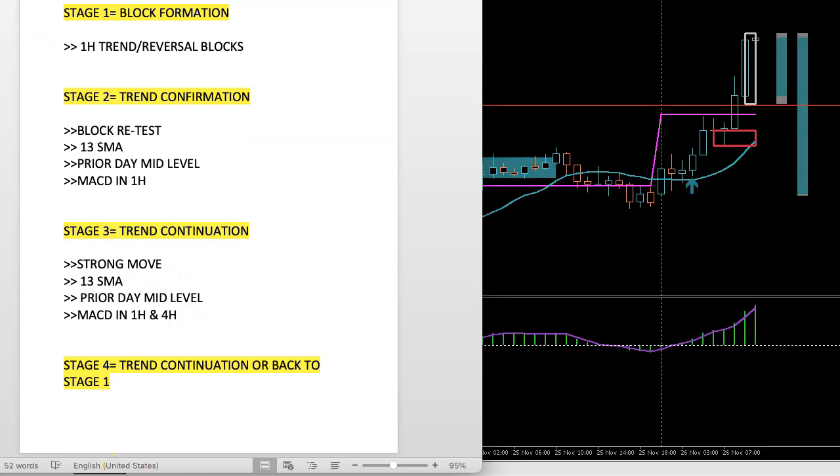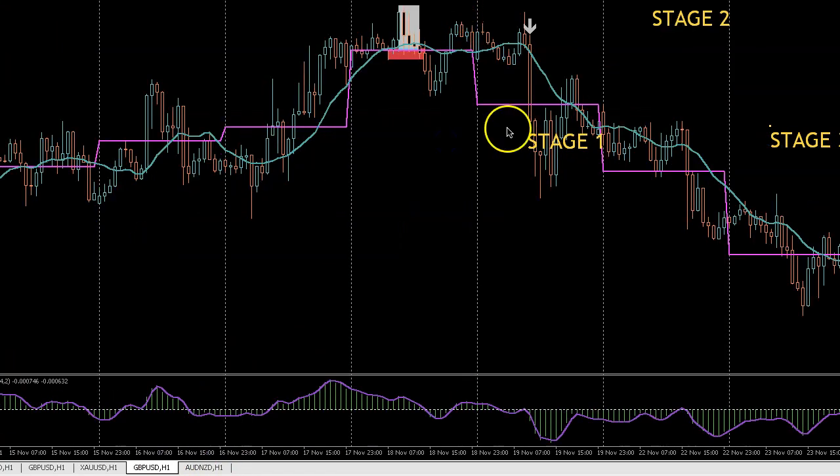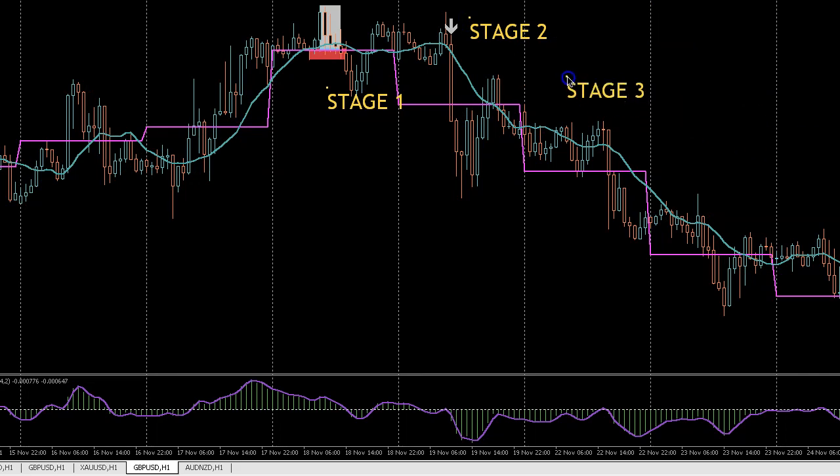So I'm going to show you right over here on pound dollar. What we have is stage 1 right over here, stage 2, and stage 3 is right here. We wait for the price to come back out of the moving average. We are below the mid-level, we are below the MACD. We re-enter when we get an alert from the dashboard that we close below the moving average, and then we could enter again. So we had one chance here, and one chance in here.